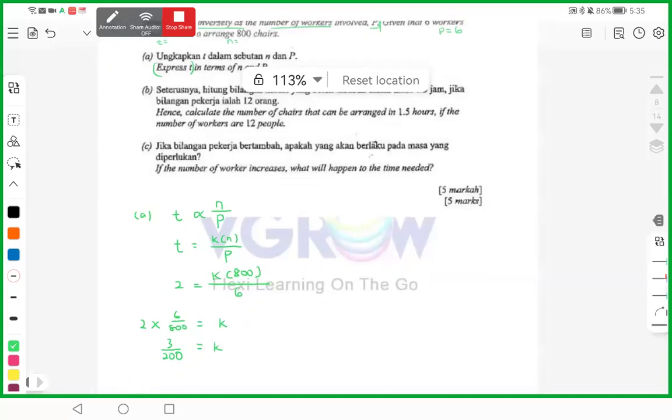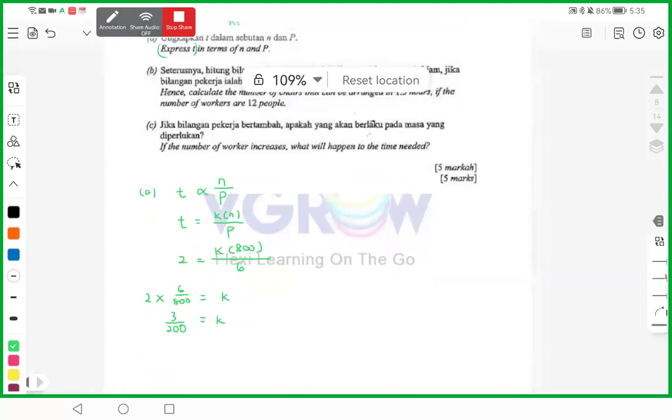But that's not the answer yet. We have to write back T in terms of N and P. So T equal to 3 over 200, then N over P. We can just proceed to write at the back, and we managed to get the answer. Okay, so that's the answer for A.